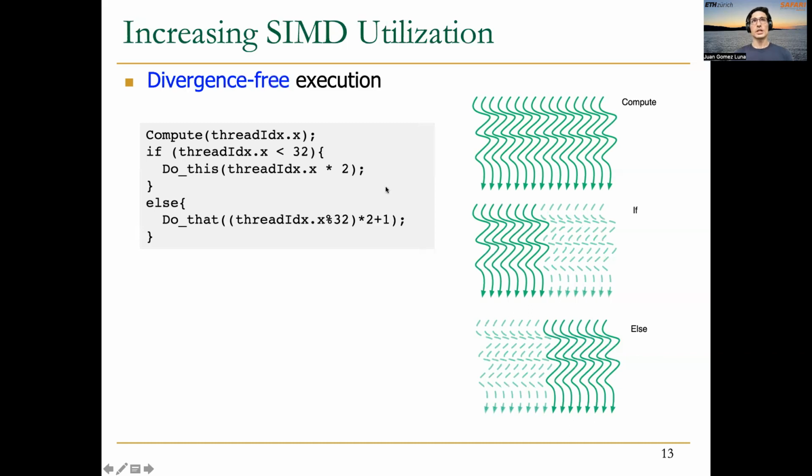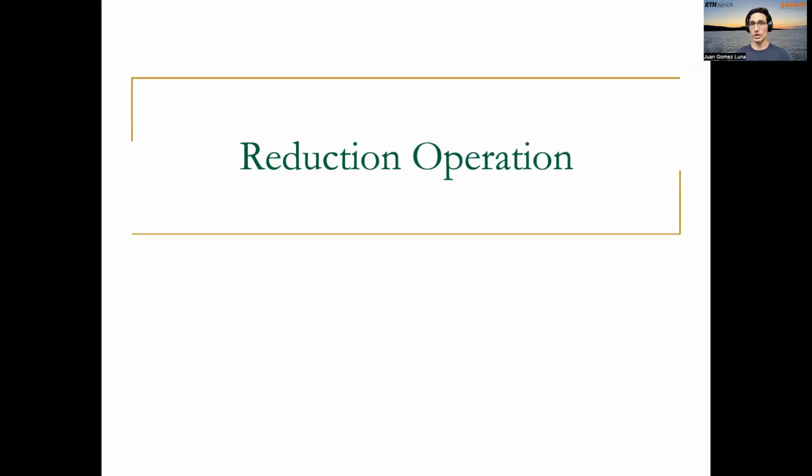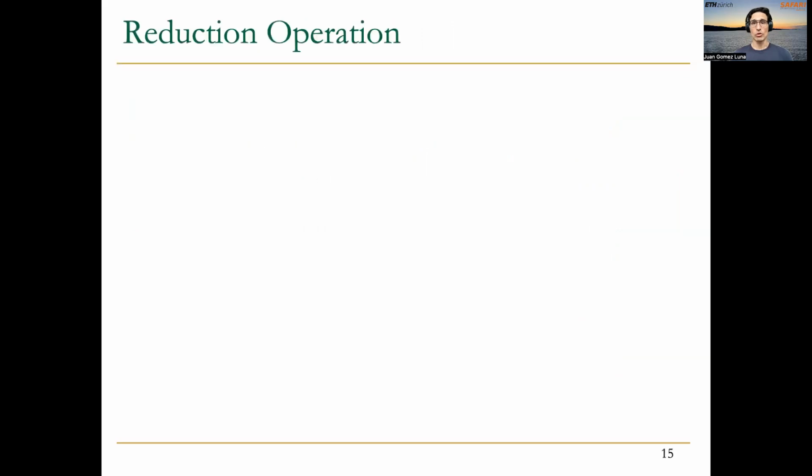What we could do is change the way that we assign the computation to the different threads. For example, we can have threads in the first warp, threads with a thread ID less than 32, doing this part of the computation, while others will be doing that part of the computation. And this way we'll have warp 1 executing the if part, while warp 2 will be executing the else part, and there is no intra-warp divergence. Increasing the SIMD utilization is important for the reduction operation, as we are going to see in a few slides. But before that, let me very briefly introduce what the reduction operation is.